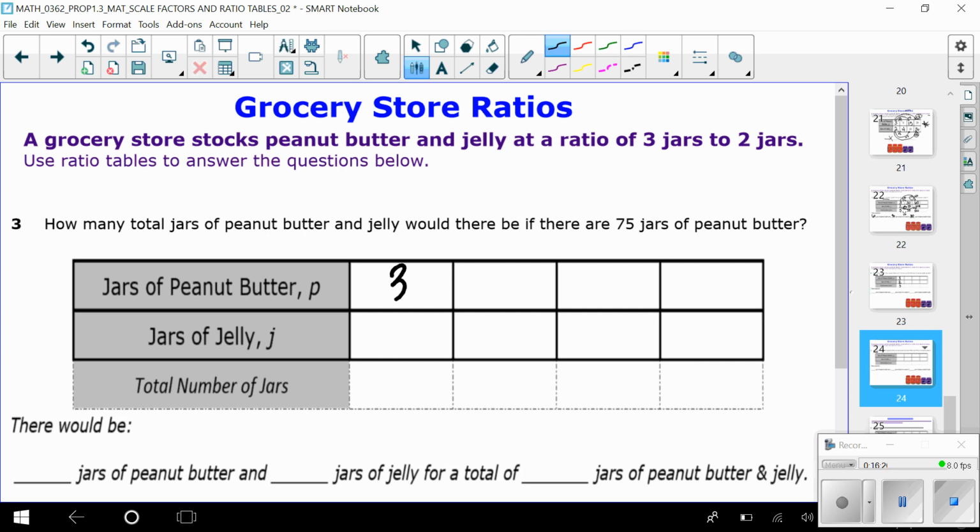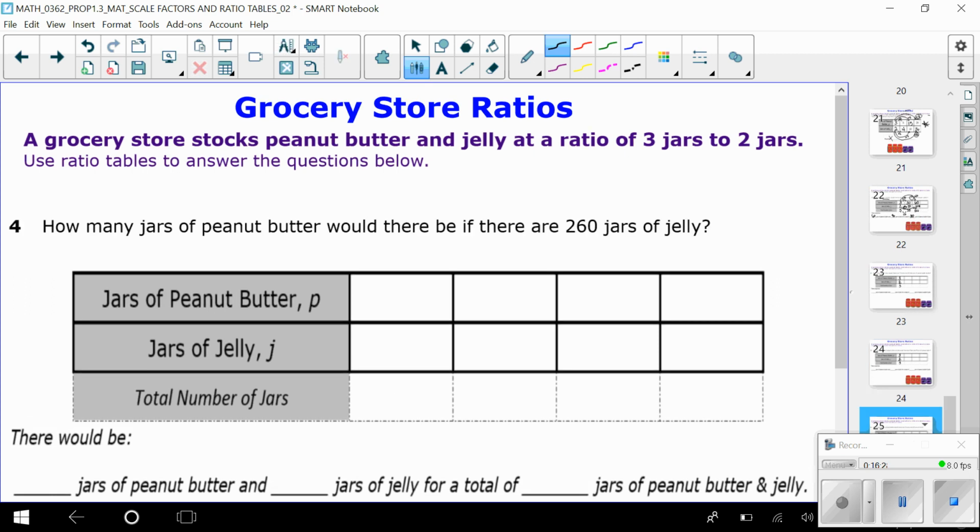That initial ratio is 3 jars of peanut butter to 2 jars of jelly, which gives you a total of 5 jars. The last one, same thing. 3 jars of peanut butter, 2 jars of jelly, 5 total jars. Okay?